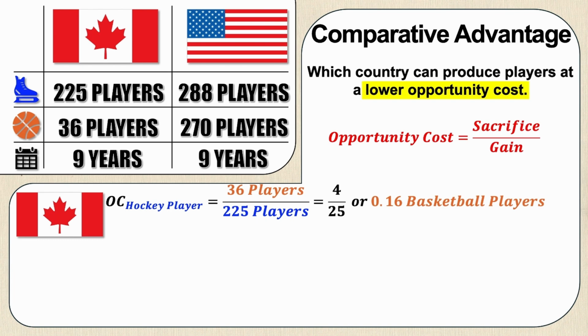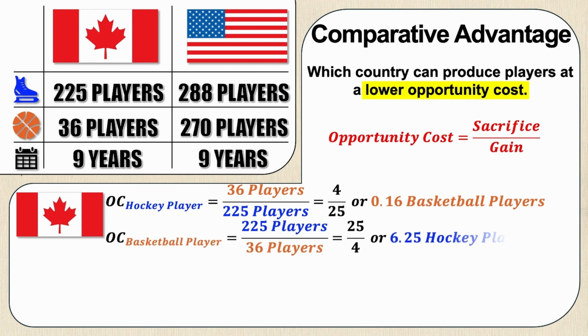So the cost or the sacrifice to produce hockey players is basketball players, because if they're producing hockey players, then they must be giving up the production of, or the training of, basketball players. So Canada gives up 36 basketball players in order to produce 225 hockey players. So if I reduce my fraction, I get 4 over 25, or 0.16 basketball players. And how you think of this is that it costs Canada 0.16 basketball players in order to train up one hockey player.